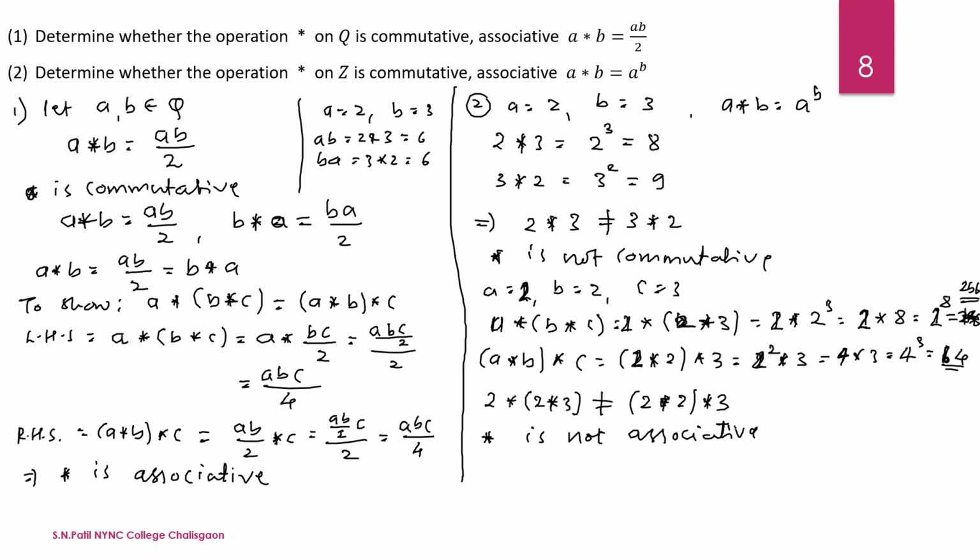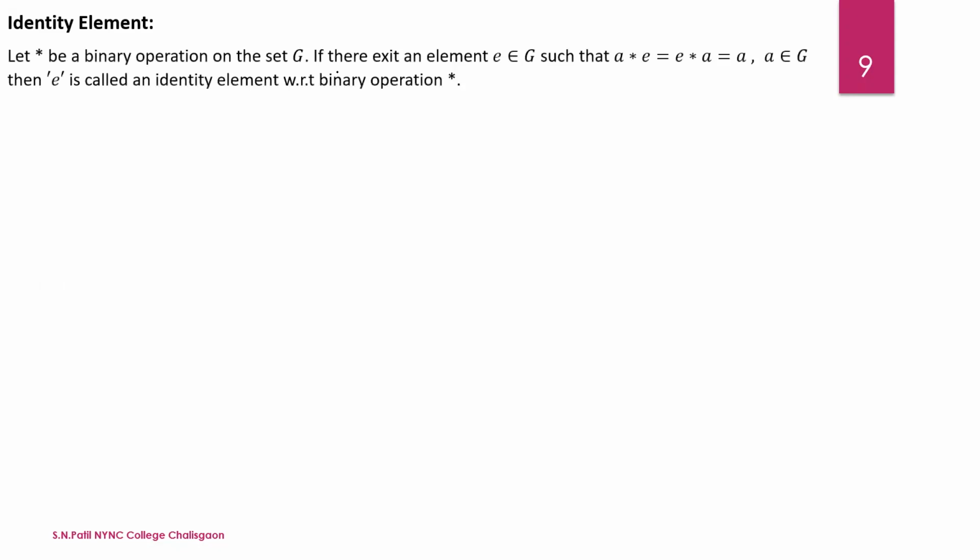Now next, the next topic is the identity element. In identity element, let star be a binary operation on the set G. If there exists an element E in G such that A star E is the same as E star A is equal to A for all elements A belonging to G, then E is called an identity element with respect to the binary operation star.